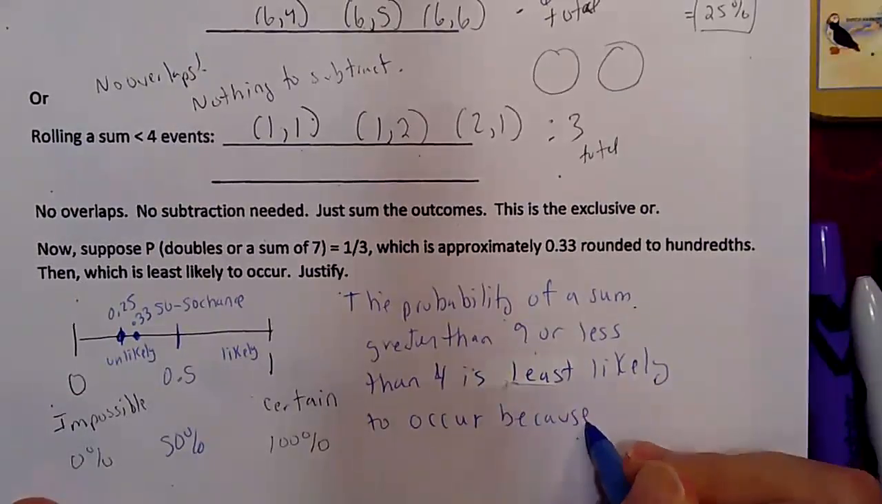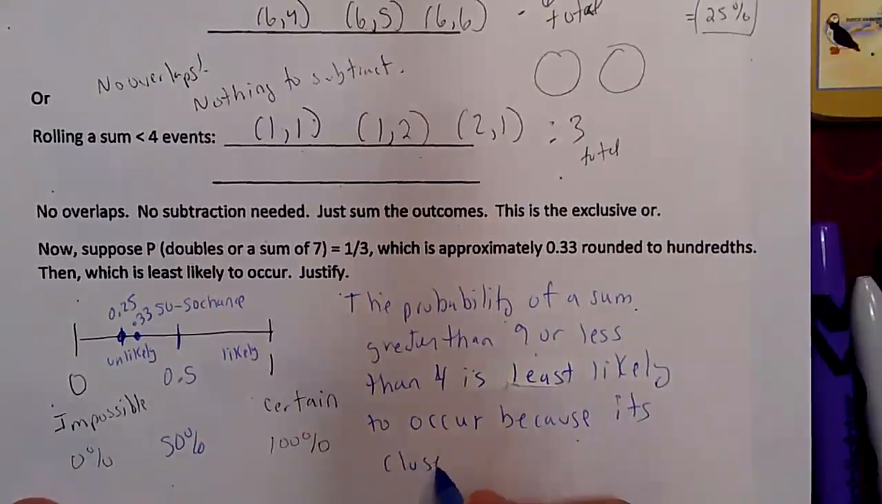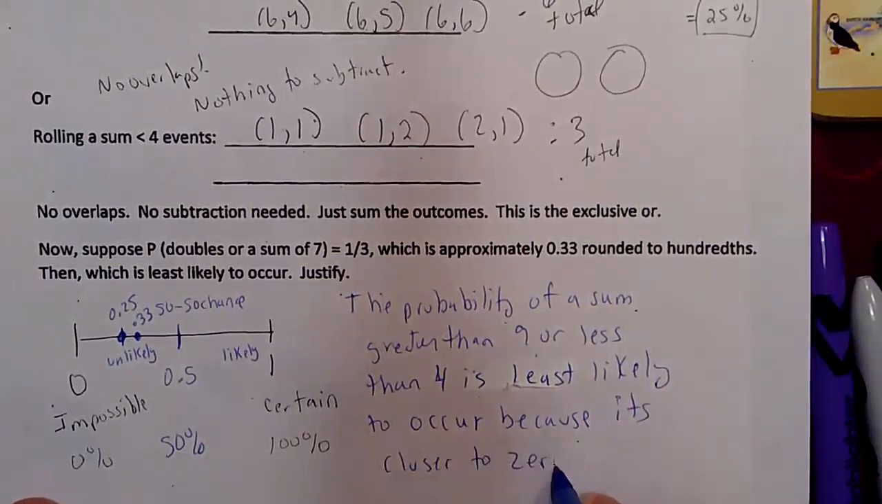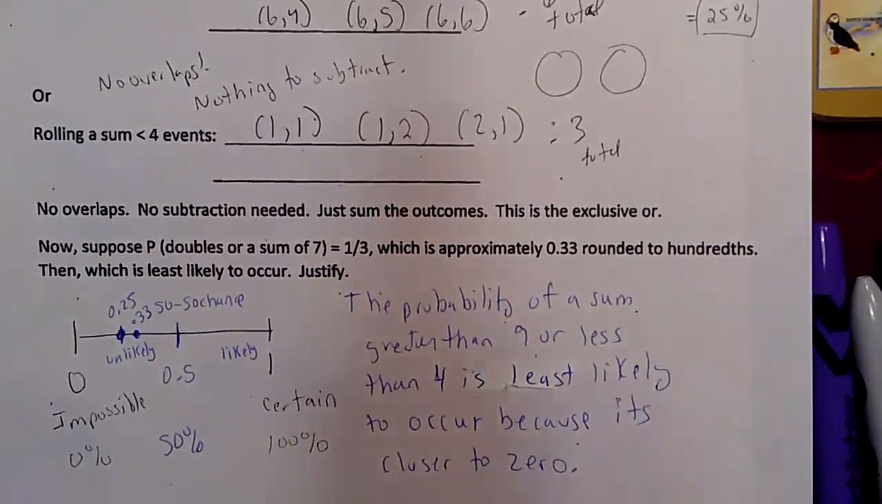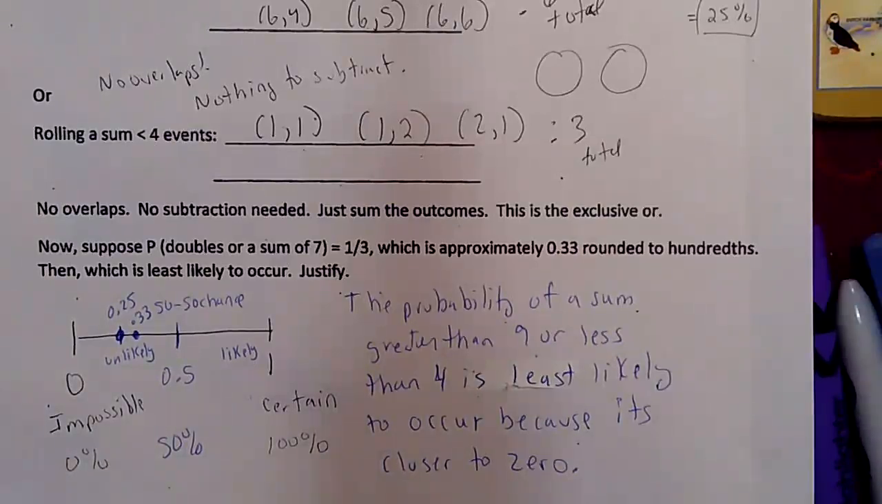And the reason why is because it's closer to 0. So least likely to occur means which one's unlikely, which one's closer to 0. Okay, so the 0.25 is closer. And that reflects the probability of a sum greater than 9 or less than 4. Okay, that concludes this section.